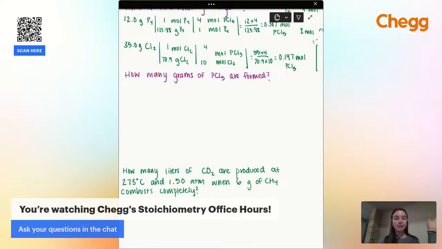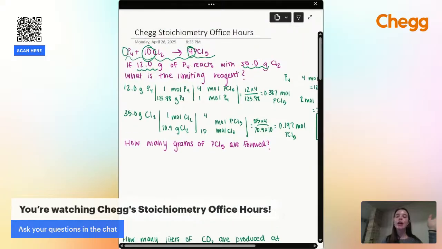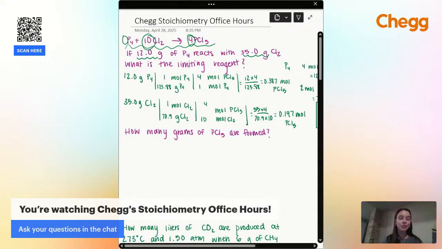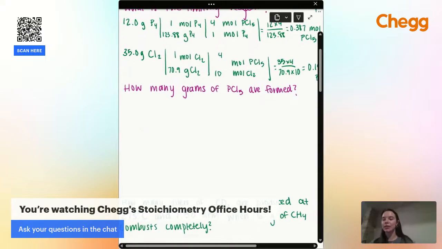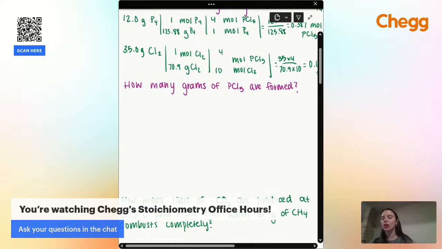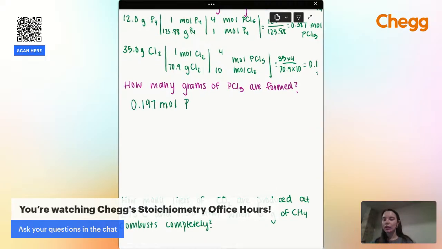So we're wanting to figure out how many grams of PCl5 are formed. When we want to find how much product is formed from a limiting reactant problem, or in general, we use the limiting reactant to figure out the product. This one is pretty easy because in the first step, we converted to moles of PCl5. So we know how many moles of PCl5 our P4 and Cl2 will create. And we know that our limiting reactant creates 0.197 moles of PCl5. So we can just start with that right there.